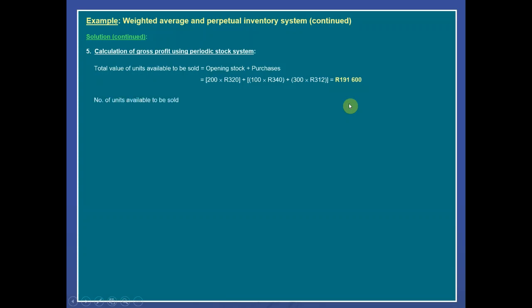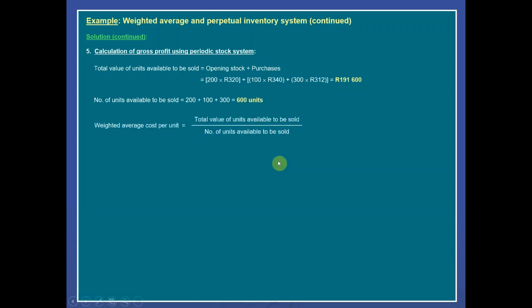191,600. The number of units available to be sold was the opening stock of 200 plus the 100 that we purchased in the beginning plus the 300 that we purchased later on, which is 600 units.